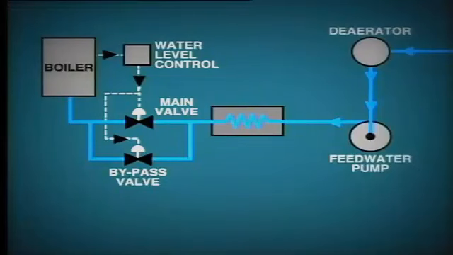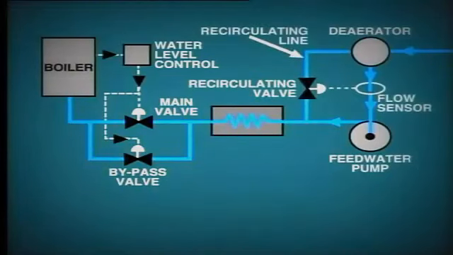In order to prevent this problem, a recirculating line is fitted to the pump discharge. In the event that the feed water flow through the pump falls below a preset minimum, the recirculating valve opens automatically and passes water directly back to the de-aerator, thus maintaining the pump in a safe operating condition.